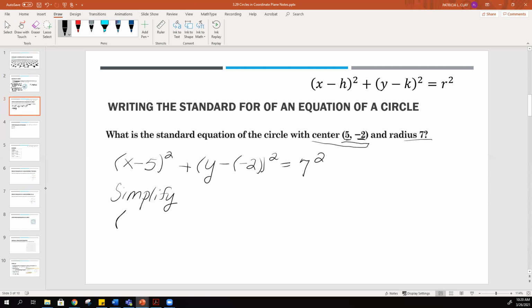Okay, so let's simplify. We have X minus 5 squared plus we have Y, and a minus times a minus is a plus. That turns positive. And now 7 times 7 is 49. And this would be our answer, okay? That's our standard form equation. Right, let's do another one.